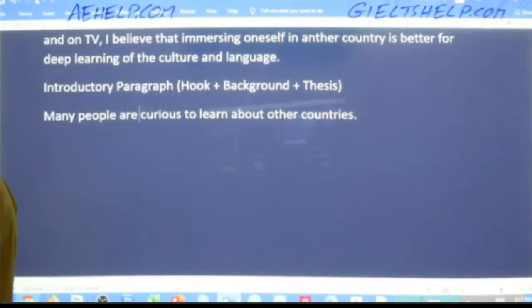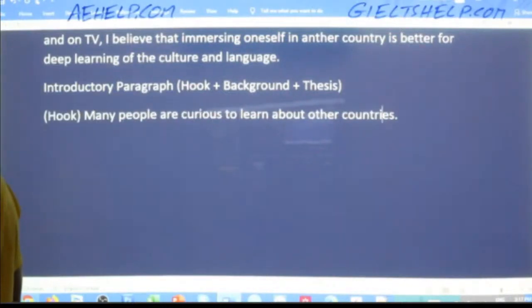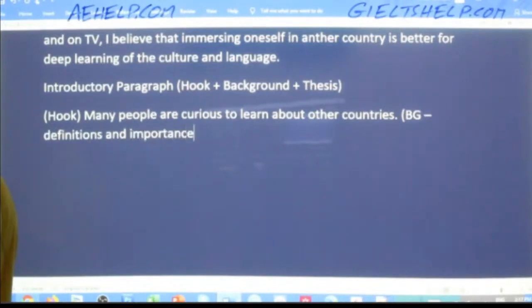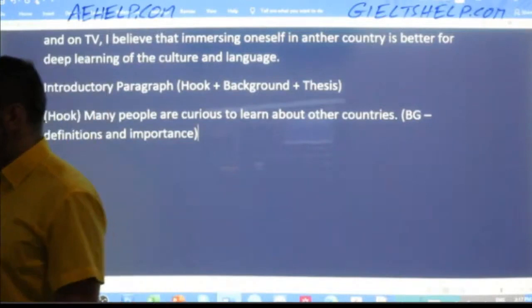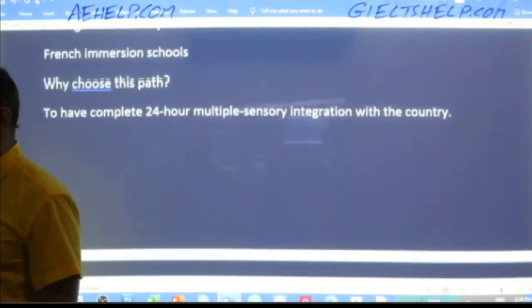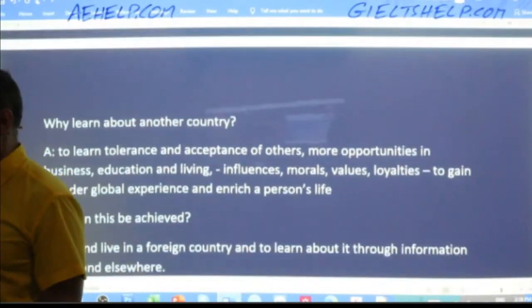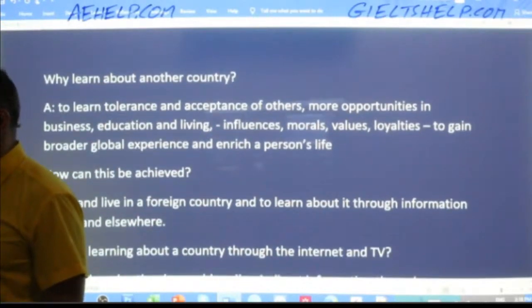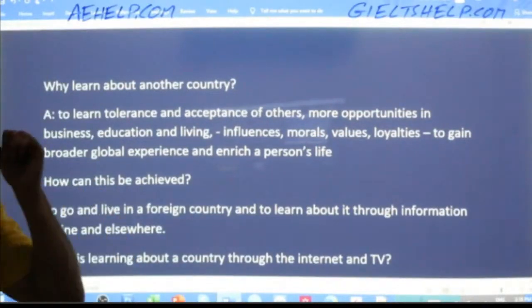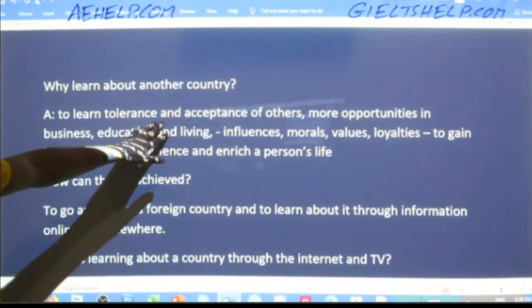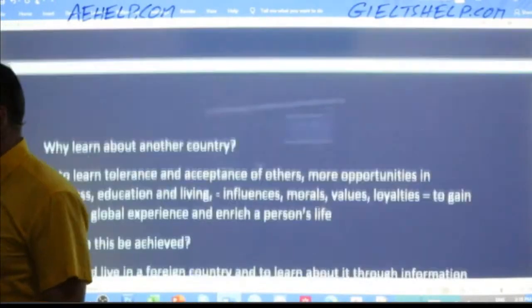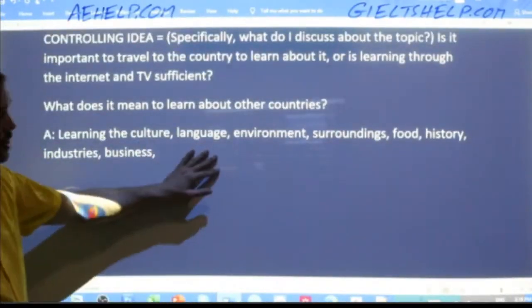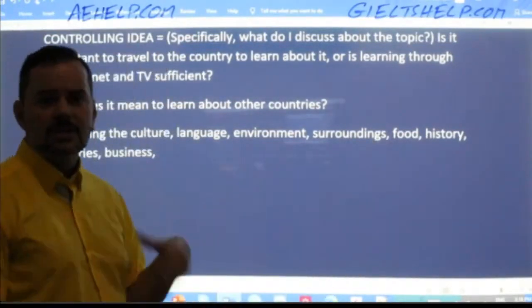Now we go to the background. The background is definitions. Okay, so this is the hook, and now we go to the background. The background, I'm just going to call it BG, has the definitions and importance. And we have that, okay? So don't reinvent the wheel. You already have that. This is why we do all that planning, because when you plan, you can quickly and accurately execute. We have all of this definition and the importance in the planning, right? So why learn about another country? It means we learn tolerance, acceptance. So there's the importance, right? And what does it mean to learn about other countries? Learning the culture, the language, the food, the history, the industry, the business. So it's already there. So just use it.